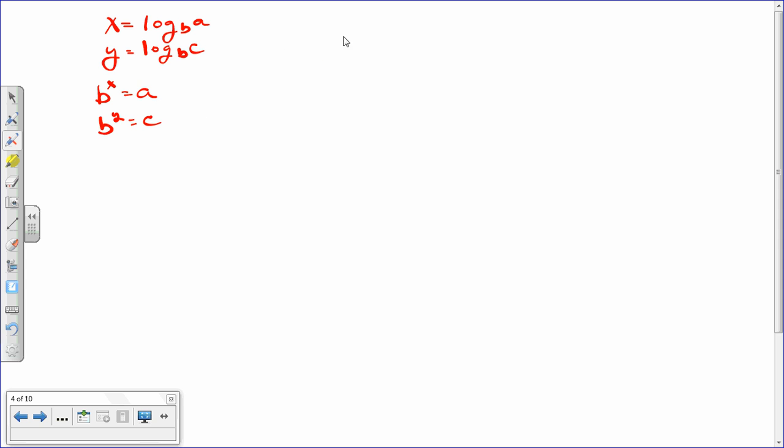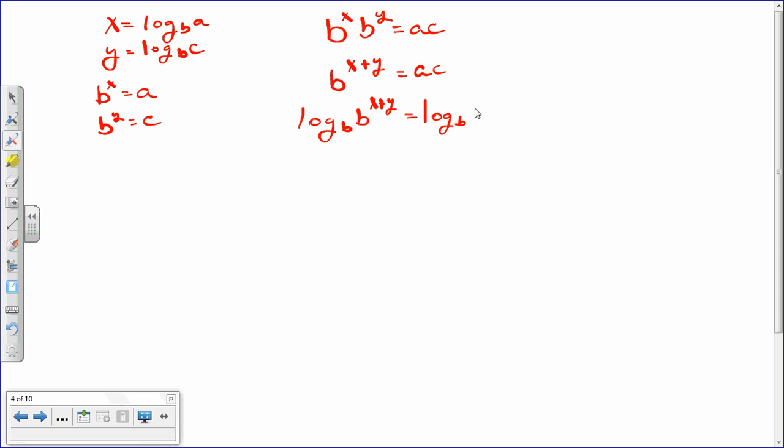So, by that, we can say then, if that's the case, then b to the x times b to the y has to equal a times c. Now, following our rules of exponents, when you're multiplying and the bases are the same, we can just add these exponents. So that is actually b to the x plus y equals a times c. Now, if I do the logarithm of both sides, let's make the logarithm base b. Log base b of b to the x plus y equals log base b of a times c.